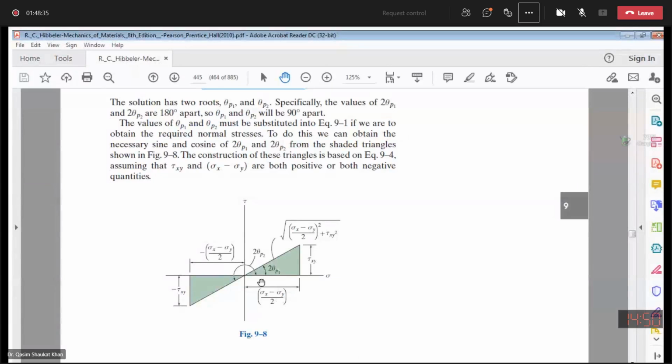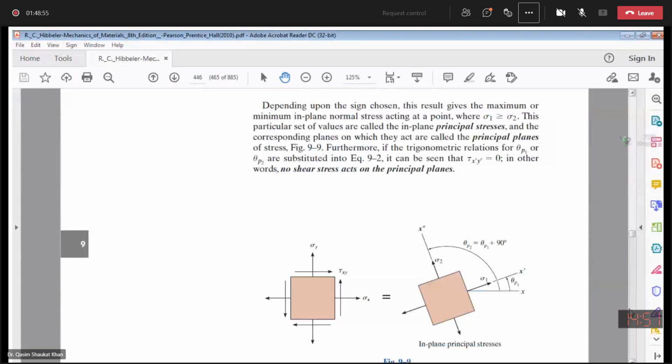Guys, can you see this? This was the resultant about which I am talking: sigma x minus sigma y over 2 square plus tau xy square. So this is the resultant. Now, in that equation, you will see there is no square root. It's just square of this and square of this.